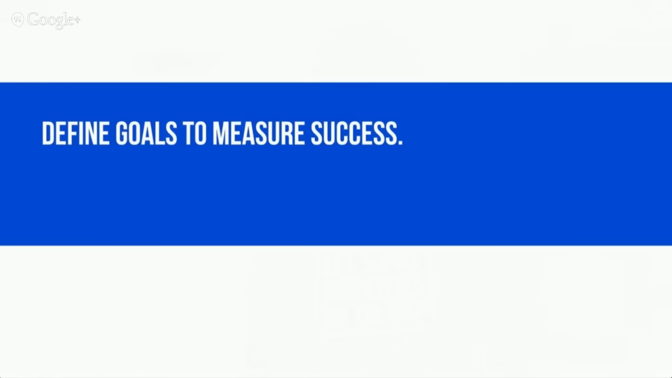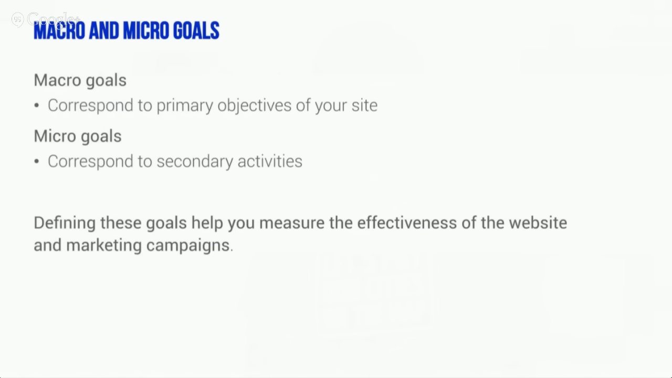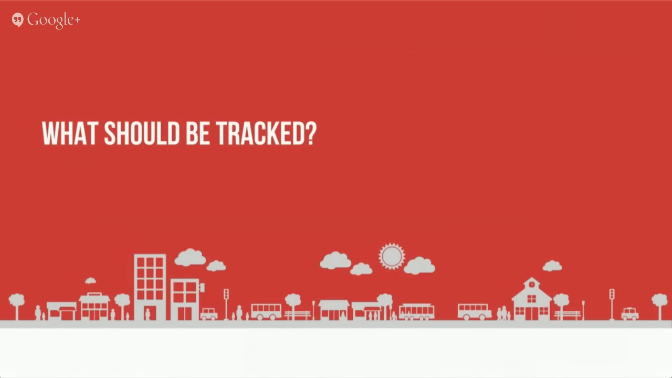So the first thing, we're going to talk about defining those goals to measure success. There are 2 kinds of goals within Google Analytics, and it's fairly straightforward. Macro goals, which are the big ones. They correspond to the primary objectives of your site. And the micro conversions, micro goals, that correspond to secondary activities. And what that means is that these goals can help you measure the effectiveness of your website and your marketing campaigns. So let's take a look at what could be tracked.